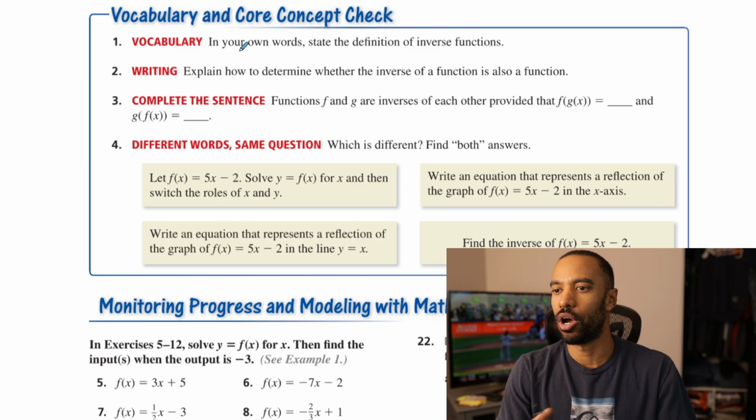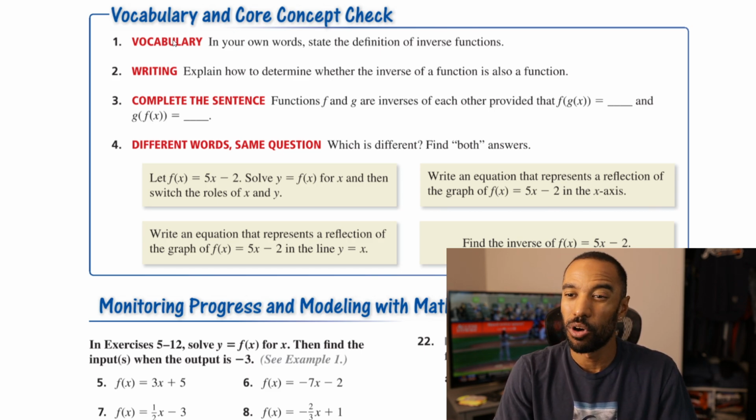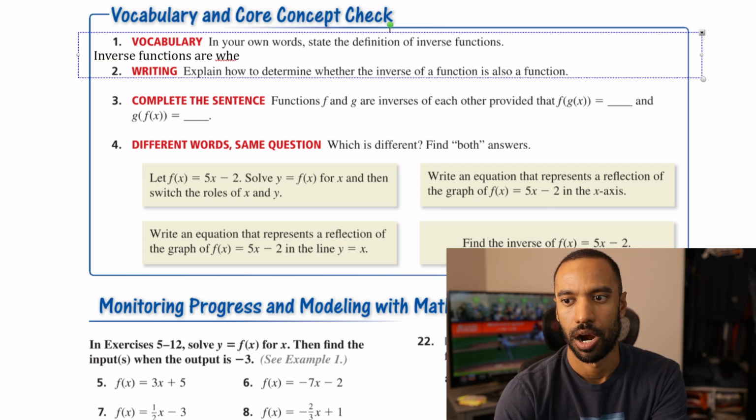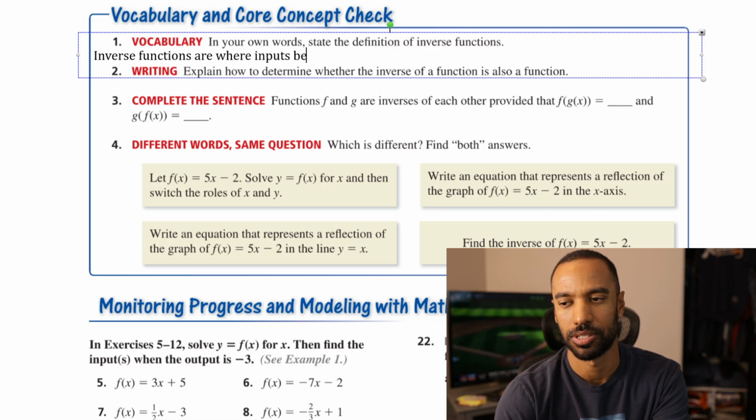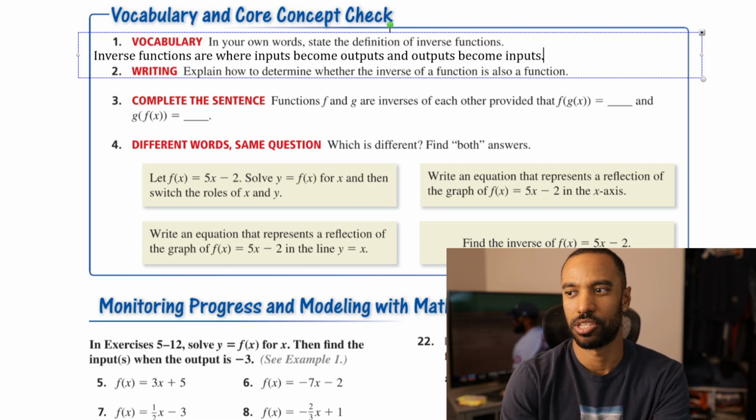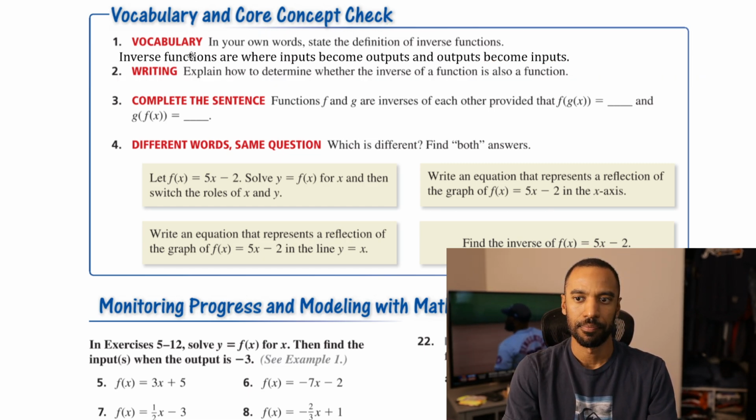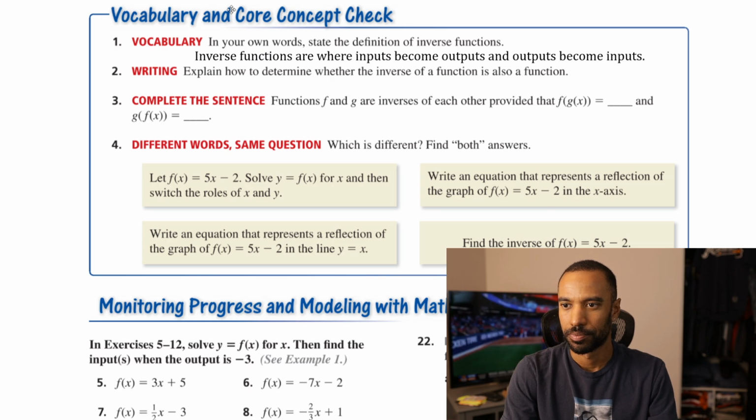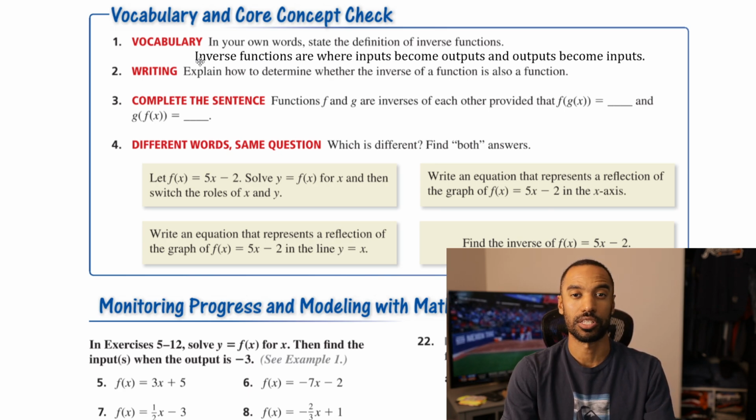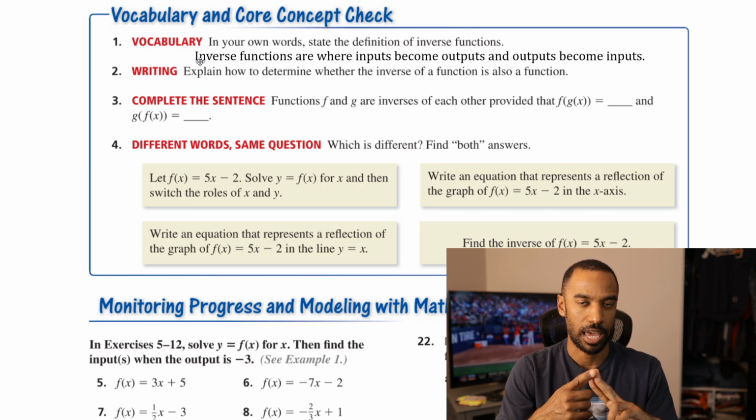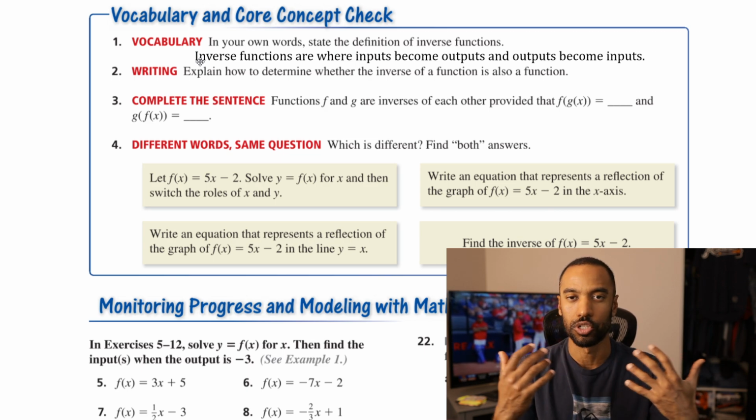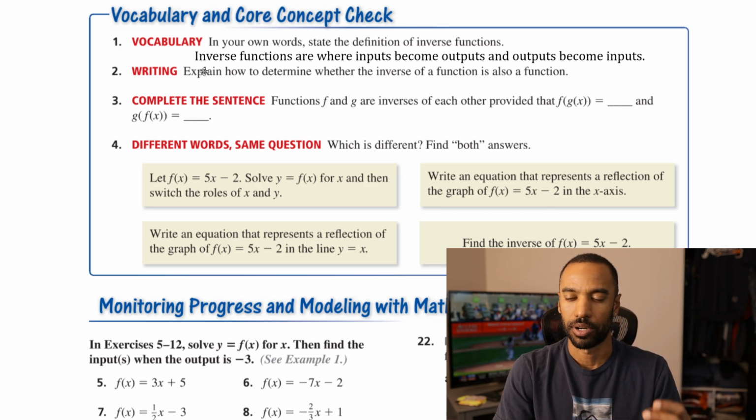Number 1, vocabulary. In your own words, state the definition of inverse functions. My own words? Inverse functions are where inputs become outputs and outputs become inputs. Y's become x's and x's become y's. That's literally the thing to me. If you think of inverse as swapping y and x, you're halfway home on every problem you have to do with inverses. Just understanding that basic core, because it exists in every which way you talk about them: equations, tables, graphs, situations, especially in context. Swap what you're doing with them, almost literally, and then you'll understand most of it.